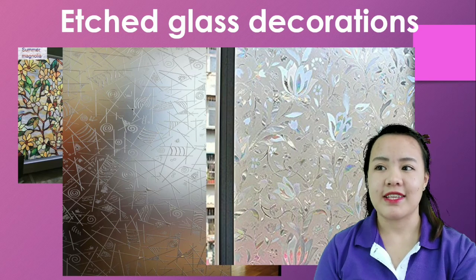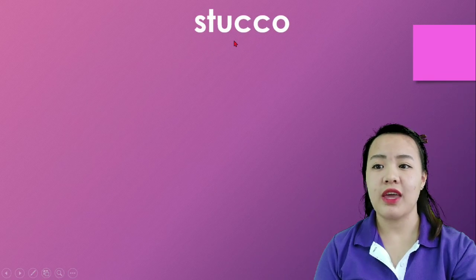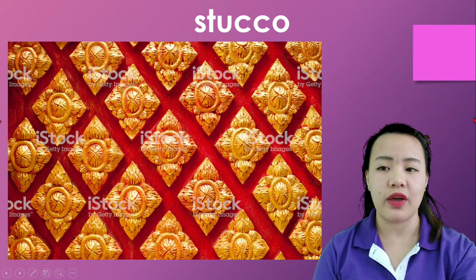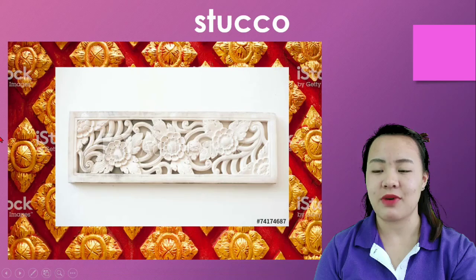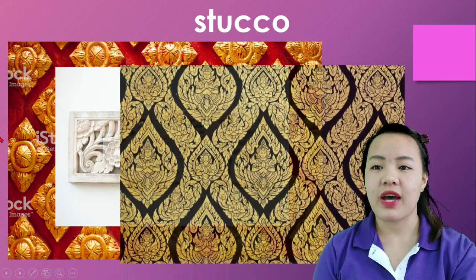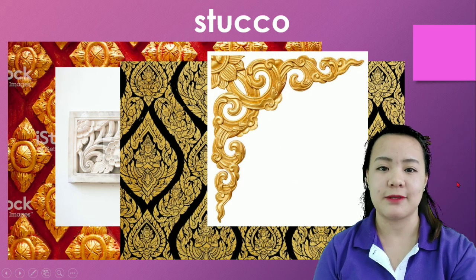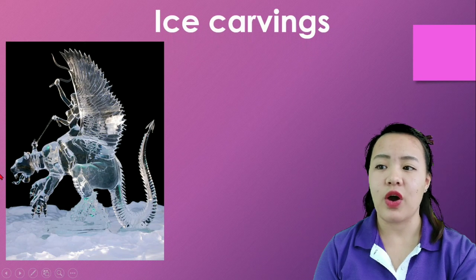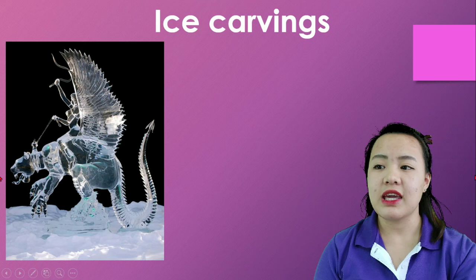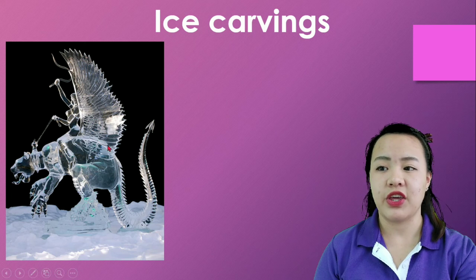Next, stucco. You mostly see stucco in a temple, right? Am I correct? Next example, this one, and this one. You mostly see this one in a picture frame or frames. Next, ice carvings. You are carving using a block of ice. You need here a big kind of ice, so you can form some figures.